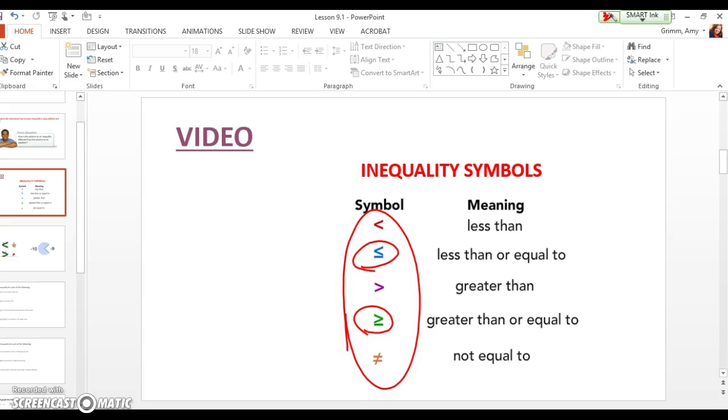Okay, and I'm going to show you some real-life examples of when you would use the equal to. Another symbol that you will use from here on out is this symbol. That means not equal to. So anytime in math, we don't like to have to write out a lot of words, so we like to use symbols, and that's a really good symbol.